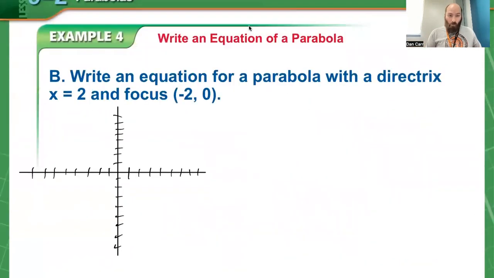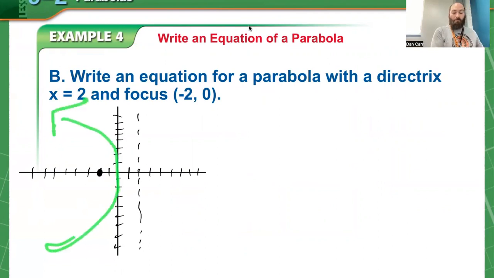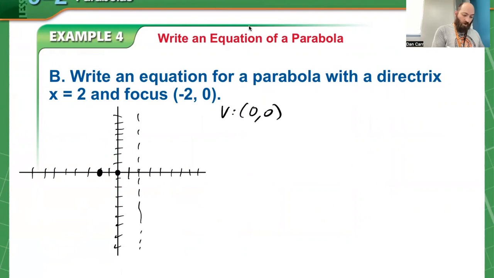Here, write an equation for a parabola with a directrix x equals 2, so let me plot that information, and a focus at -2. What we know for a fact is it's going to open something like this. The vertex is right in the middle of the directrix and the focus, so it's going to be (0, 0). My vertex is at (0, 0).